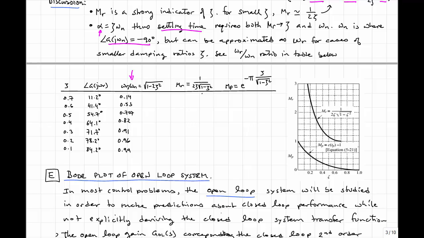In using omega r to estimate the settling time, the actual settling time will be shorter than the settling time that would be predicted by using omega r. So for instance, if the system had a zeta of 0.6, and I used omega r to meet a settling time requirement, in the end the actual settling time would be close to half as long as what I had designed to. So I certainly will meet the requirement using the approximation.